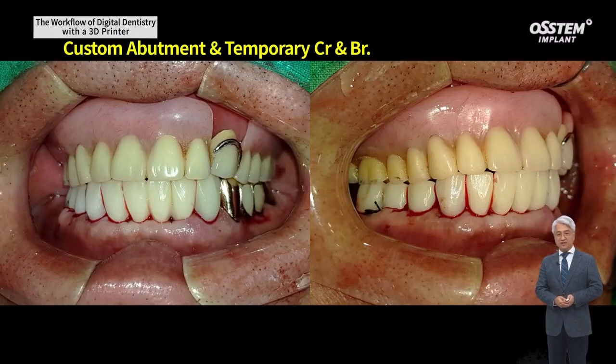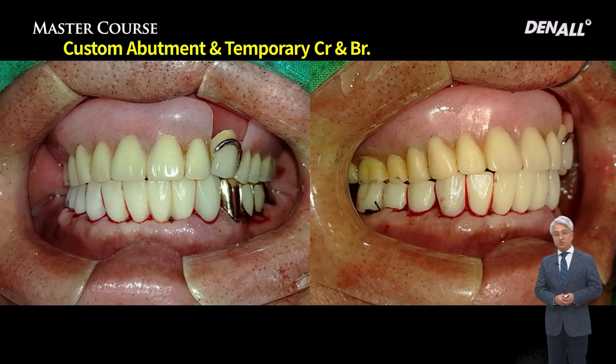With the improvements in precision and materials of 3D printing, as you can see, the aesthetics of zirconia and ceramic final restorations are very good, and in terms of strength, it has improved significantly, so 3D printing can be used for final crowns as well.